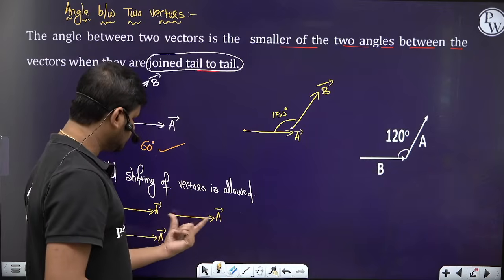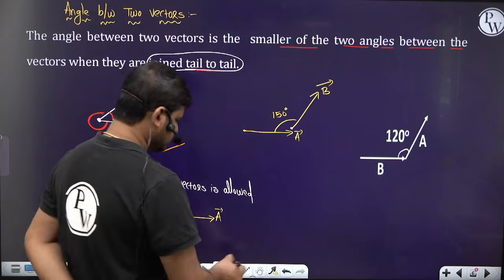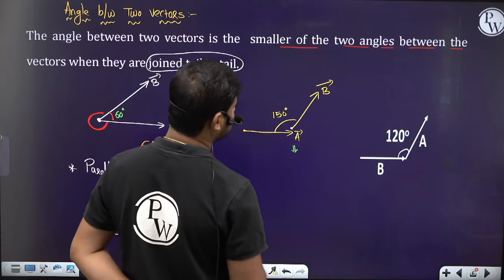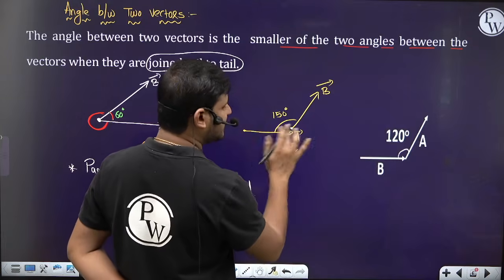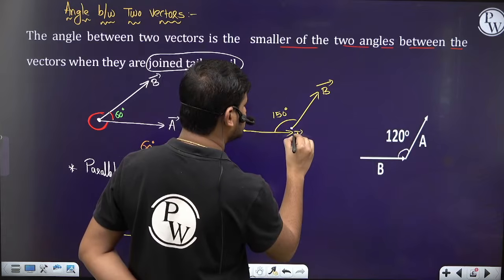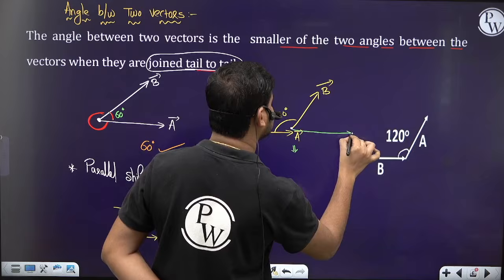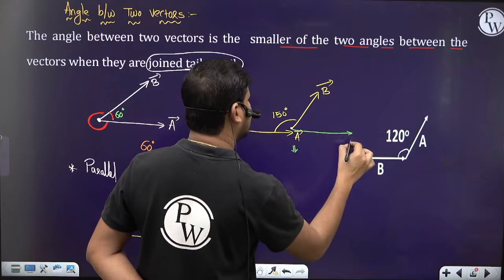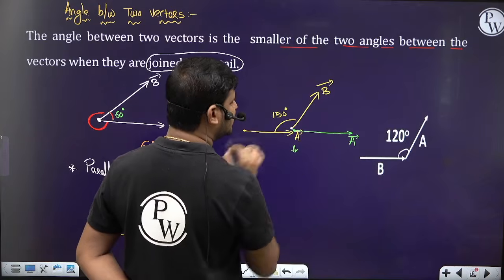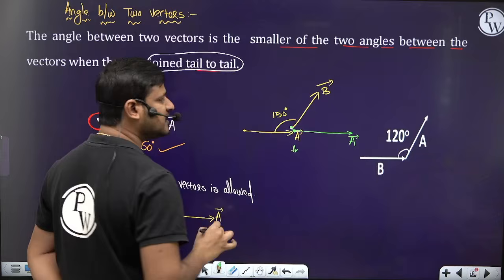Okay, so understanding? You'll understand through the example. See here, consider this example. Now what I am doing is, let's shift this vector A. So this vector A is here, and now I am shifting it to this side, without changing its magnitude, same magnitude and in the same direction. Right? So now these two vectors are connected tail to tail. See here, vector A tail and vector B tail are connected.